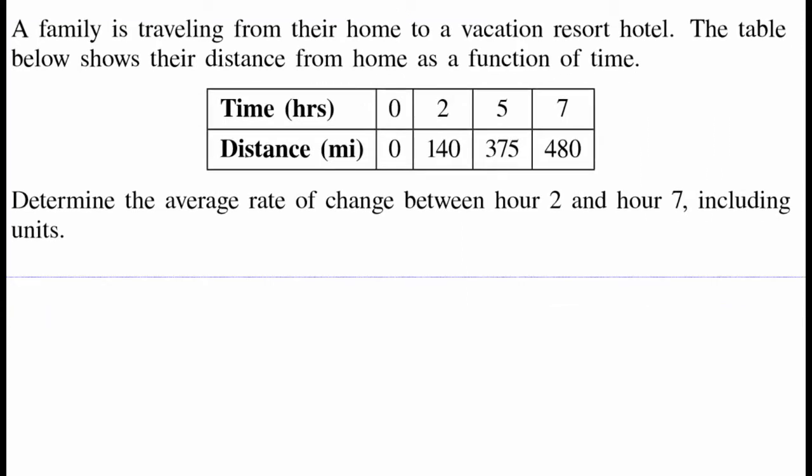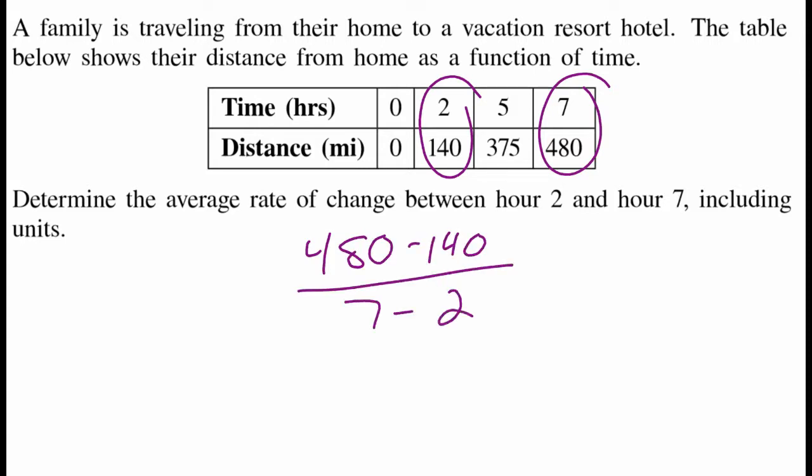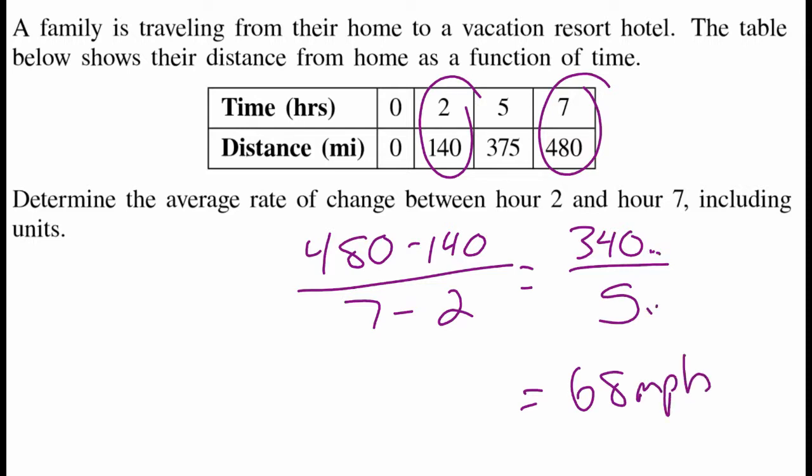Speaking of rate of change, find the average rate of change between 2 and 7. So average rate of change is we want to find the slope between those 2 points: 480 minus 140 over 7 minus 2. Our change in y over our change in x. 5, that gives me 340. 340 divided by 5 is 68 what? Well, it's 68 miles per hour, because I had 340 miles over 5 hours. That's an average of 68 miles per hour.